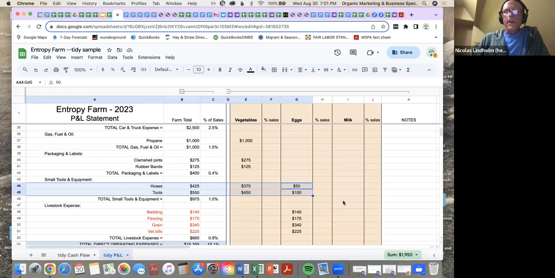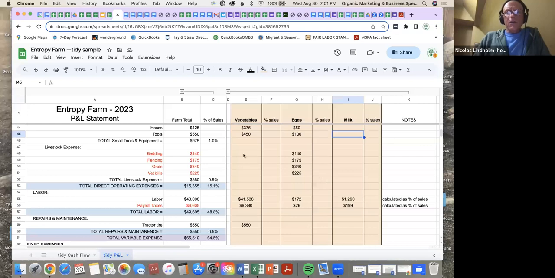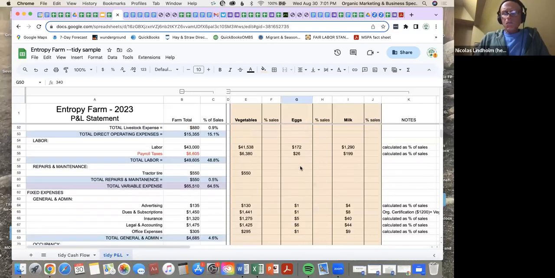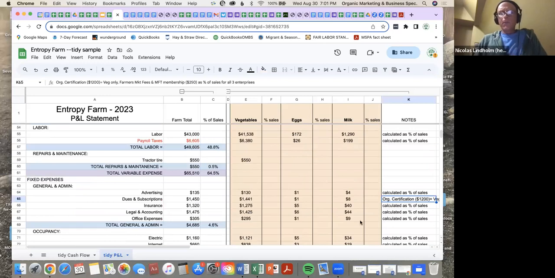So that's another way that you can break up some of the expenses across different enterprises. And again, using classes in QuickBooks does that automatically. But if you're using Google Sheets or Excel, your own spreadsheets, just build some columns over to the right of your P&L statement. And this stuff took me about an hour this afternoon and gives me all kinds of cool information. Just scrolling down, obviously all the livestock expenses go to the eggs. And then we get to a bunch of the fixed expenses, which mostly I did this percentage of sales calculation to spread it out.